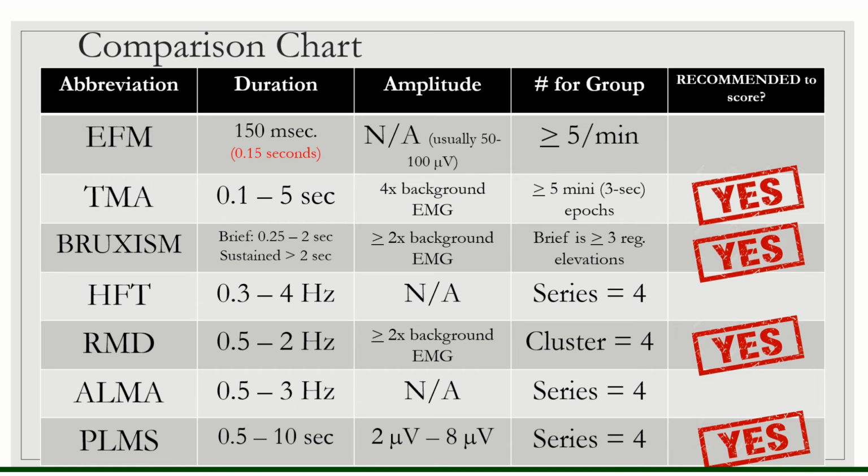All right, so this is my comparison chart that I did for you all. It also took me a while to do this, but I did it just for clarification purposes because I think it'll help you better understand. Everything that is recommended has a yes stamp on it. So transient muscle activity, which is a part of REM behavior disorder, that's recommended. Bruxism is recommended. REM behavior disorder is recommended, and periodic limb movements is recommended.